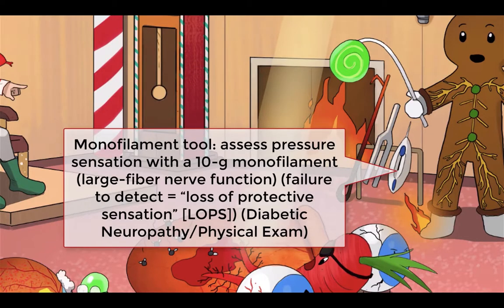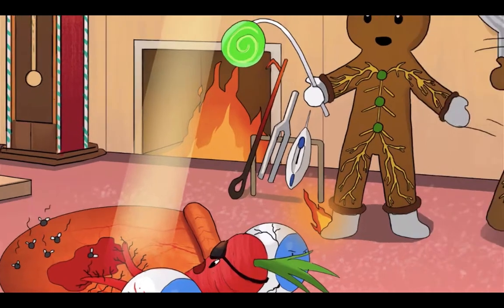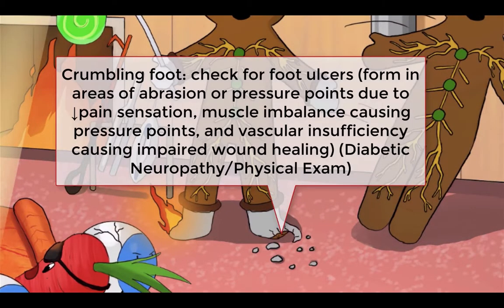You should also perform a 10-gram monofilament test, in which a 10-gram monofilament is placed on the plantar surface of the foot at a right angle. Pressure is increased until the filament buckles, and the patient is asked if they can feel the pressure. Failure to detect monofilament pressure indicates a so-called loss of protective sensation, or LOPS, which correlates with increased risk of foot ulcer formation. Speaking of, while you're down there poking around, perform a complete foot exam.